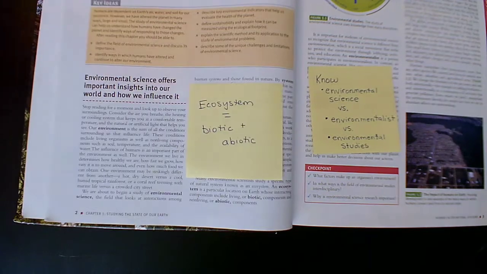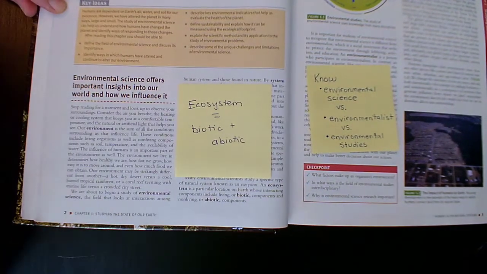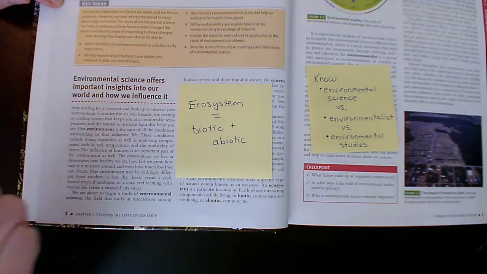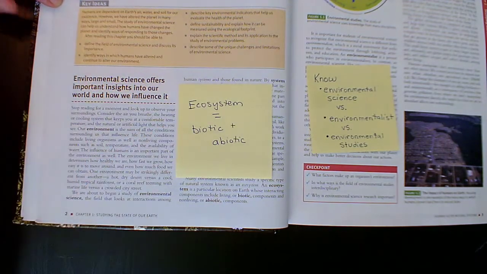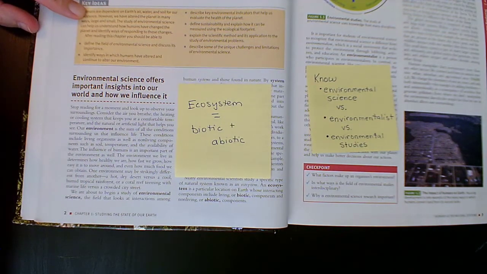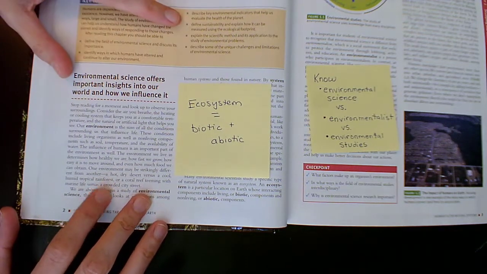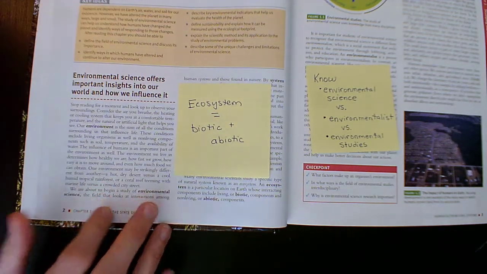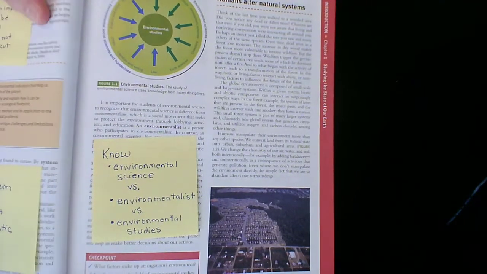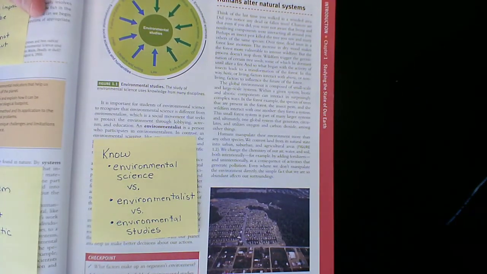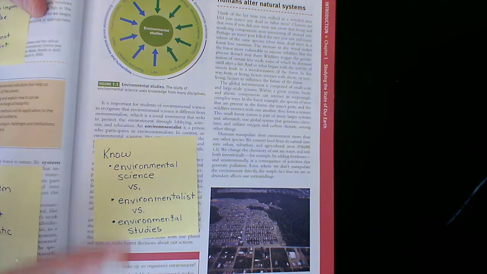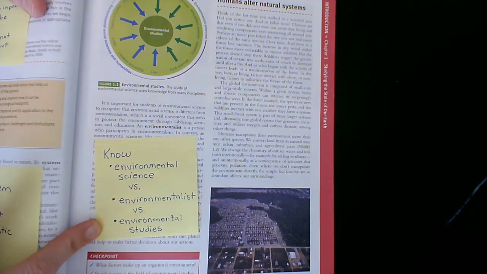Environmental science is the study of ecosystems. And an ecosystem includes all the biotic and abiotic factors. Biotic meaning all the living factors, and abiotic meaning all of the non-living factors. On page 3, what's important for you to know is the difference between environmental science, environmentalist, and environmental studies.